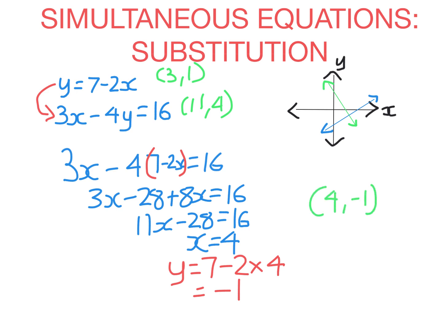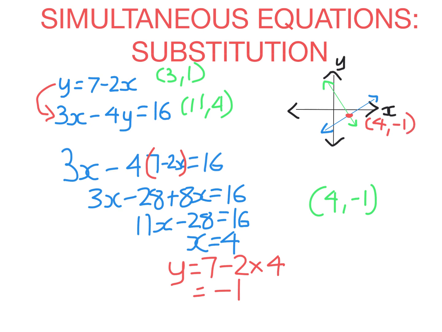The reason we write it as a point: this here, y equals 7 minus 2x, is a line. It's a line that would look like this green one here. 3x minus 4y equals 16, I can graph it as a line. It'd look like this blue line here. What we're finding when we are solving simultaneous equations is their point of intersection there. So that point where the lines hit each other would be (4, -1). X equals 4, y equals negative 1.